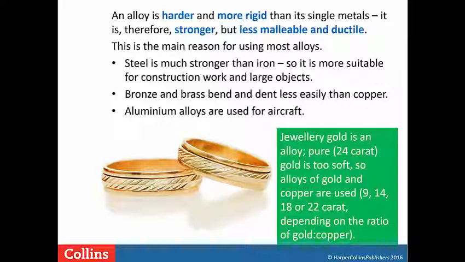So if we had pure gold, 24-carat gold, it's too soft and it would bend around on you and wouldn't hold its shape. So instead we use alloys of gold and copper, and that's either going to be 9, 14, 18 or 22 carat, and that tells us the ratio of gold to copper. So the lower the carat, the more copper is used in that alloy.